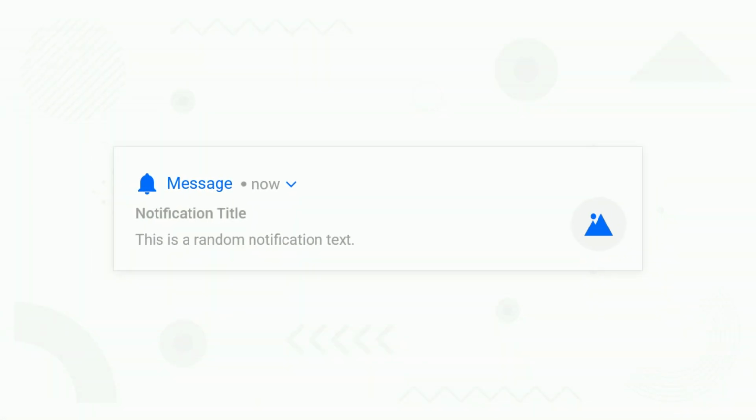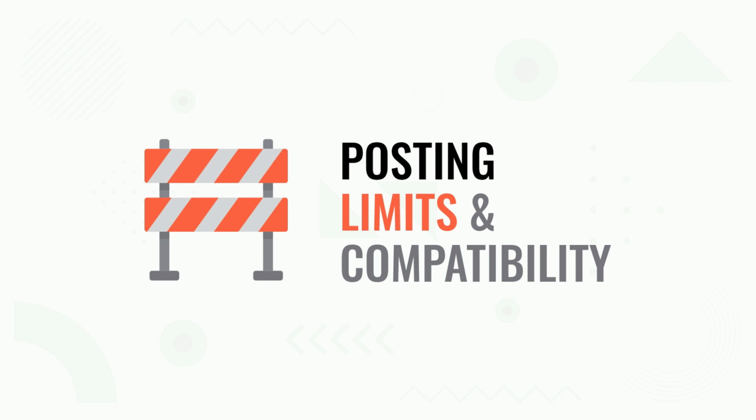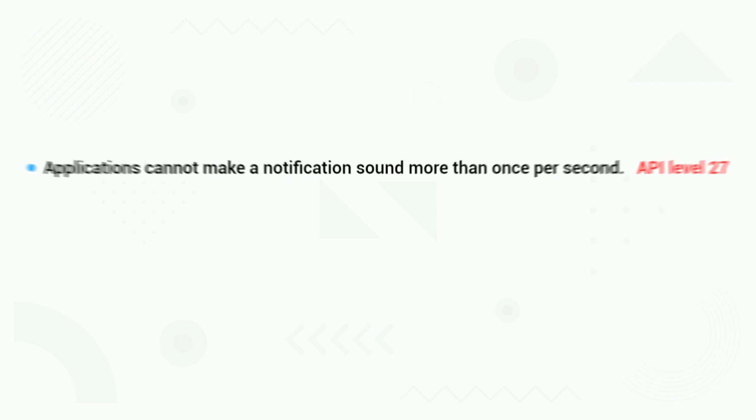Alright, so that's pretty much everything you need to know about notifications in Android for now. And the last thing that I want to share with you in this video is about notification posting limits, as well as some compatibility issues. Starting with API level 27 or Android 8.1, applications cannot make a notification sound more than once per second. So if your application posts multiple notifications in 1 second, they all appear as expected, but only the first notification per second will make a sound.